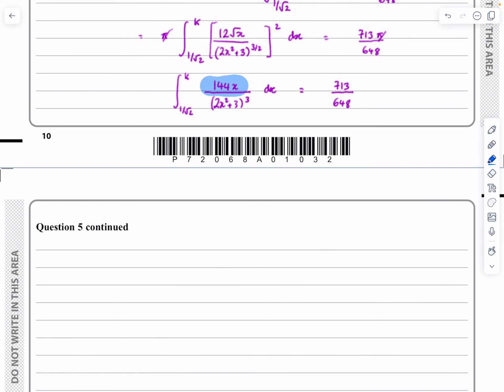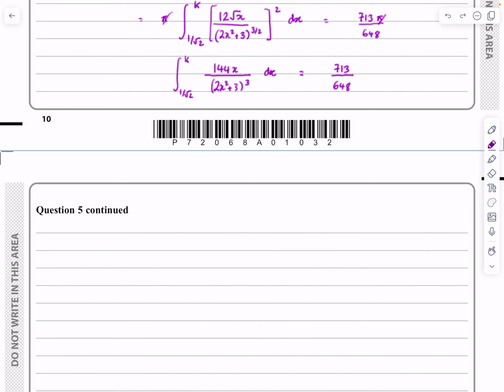Okay, so if I take a look at this function then, it doesn't surprise me to see that this is a relatively straightforward integral. If you don't find this relatively straightforward, then you need to go away and do a little bit more practice. This is going to be a reverse chain rule. Let's just do one more step before I integrate it. This is the integral between k and 1 over root 2 of 144x (2x squared plus 3) to the minus 3 dx. So again, that's equal to 713 over 648.